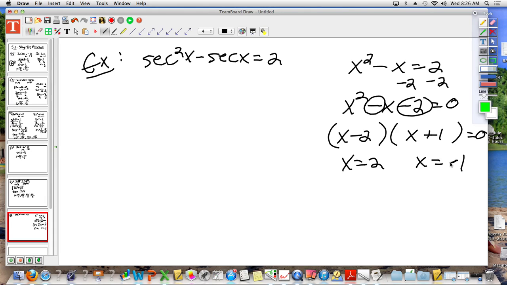But now we need to talk about it in terms of secant. The first thing: this is like your x squared term, this is your x term. So take that 2 and move it to the other side. So we have a squared term, we have a regular old x, and we have a number at the end. That's a good clue that you're going to be factoring. So you have the secant squared of x minus the secant of x minus 2 equals 0.